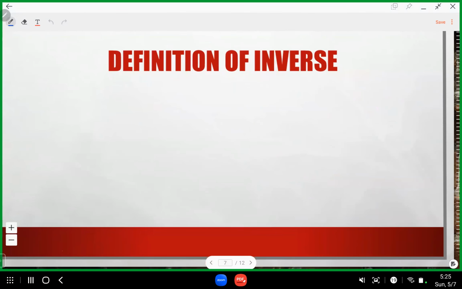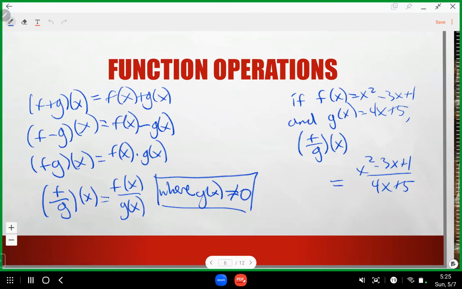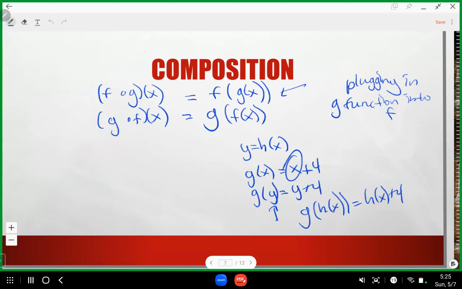So let me see. We can actually do a couple of practices on composition here. So let's see any examples we have. Let's do this one.